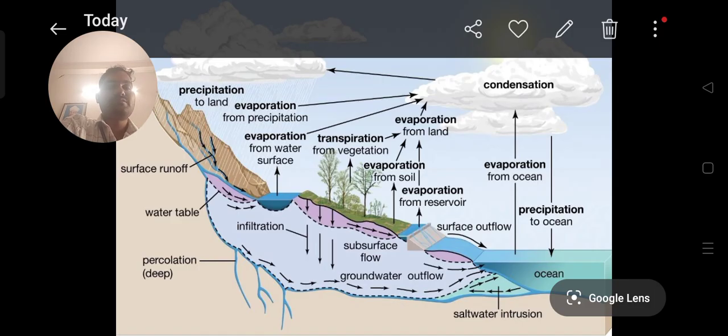So now, if you observe the figure, I want to start with the ocean. I am taking the ocean because even though water evaporates from lakes or rivers too, the greatest amount of water is evaporated from the oceans. That's why I am taking the ocean as an example of water being evaporated.